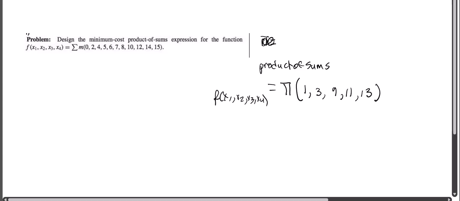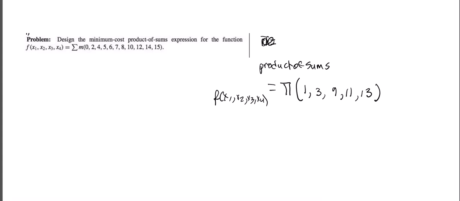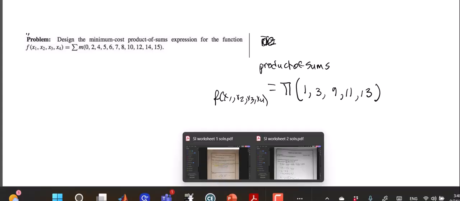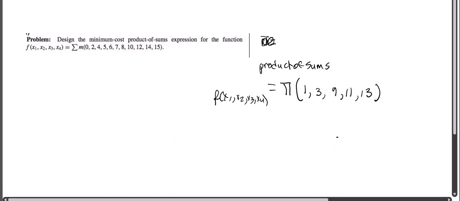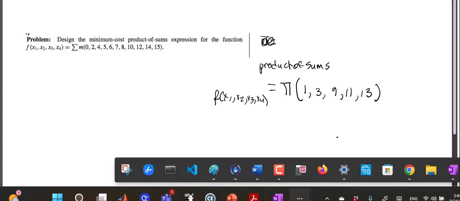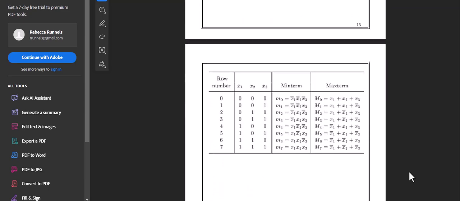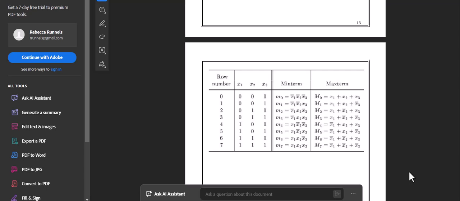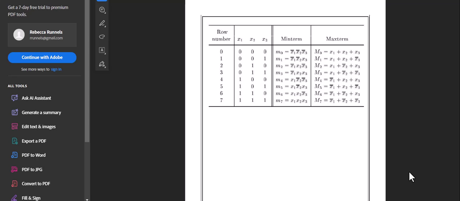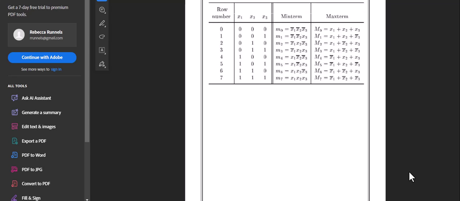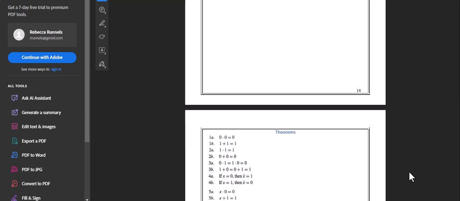And so max term 1, if we look at the last page that I had just a minute ago, max term 1 is x1 plus x2 plus x3 bar. I guess I didn't put them on here for beyond row 7, so I'll need to show you how to get those.